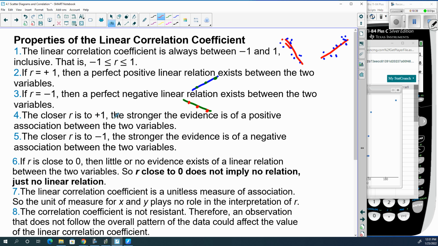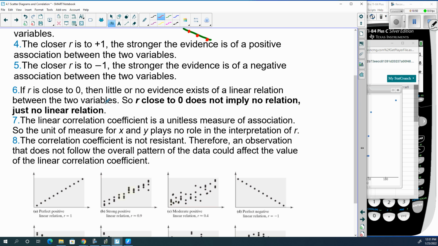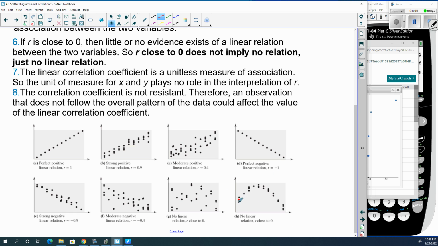Okay, so it says the closer r is to +1, the stronger the evidence of a positive association. The closer it is to -1, the stronger the evidence of a negative association. If r is close to 0, then little or no evidence exists of a linear relationship between the two. Now, r close to 0 doesn't imply no relationship, it's just not linear. So if the scatter plot looked like a parabola type shape, then r would be close to 0 because that's not linear.